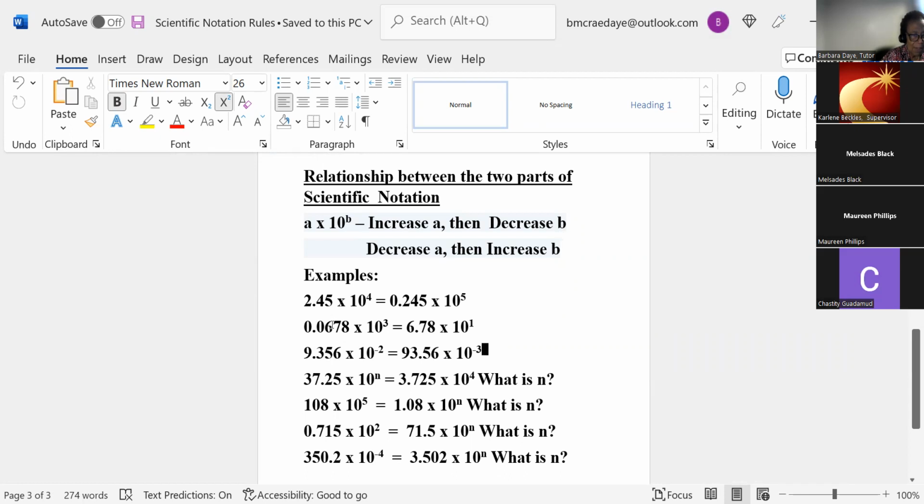Oh, I'm looking at it wrong. My screen is a little small. Hold on, I'm going to bring it closer to my eyes. Okay.